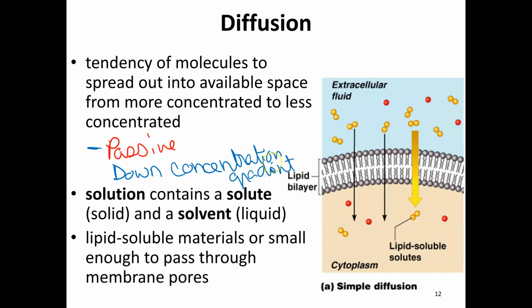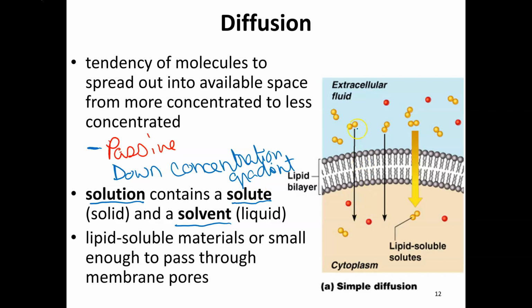So think about molecules; they tend to be in solutions. A solution contains both a solute and a solvent. The solute is the solid portion, so those would be like molecules in a liquid, and then the liquid itself is the solvent. So molecules move from higher to lower concentration, down a concentration gradient. Those solutes move via diffusion across the plasma membrane.